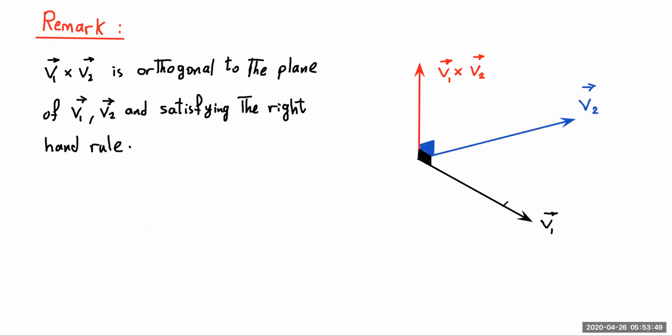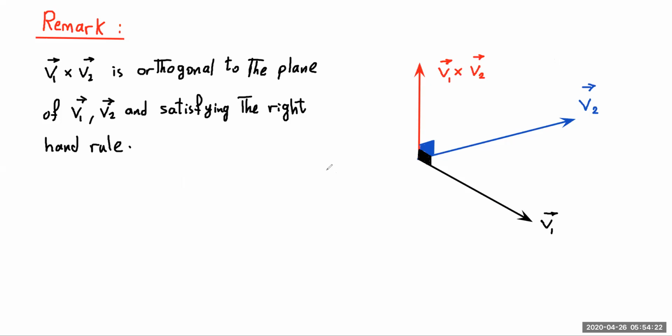Now let's suppose that v1 is sketched like this in black and v2 in blue. The cross product in red, v1 cross v2, will be orthogonal to v1 and orthogonal to v2. So it's orthogonal to the plane of v1 and v2. And it satisfies the right-hand rule. What is the right-hand rule?